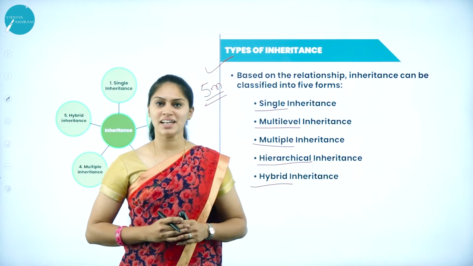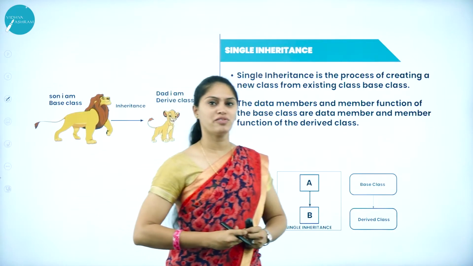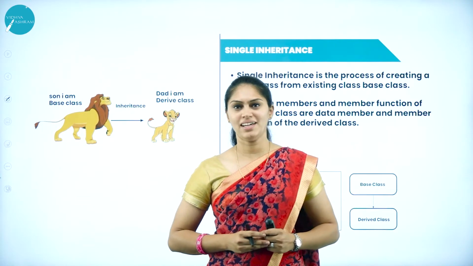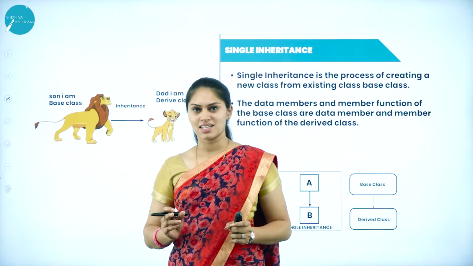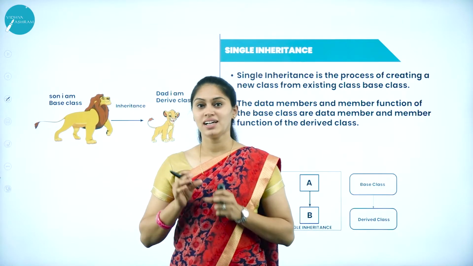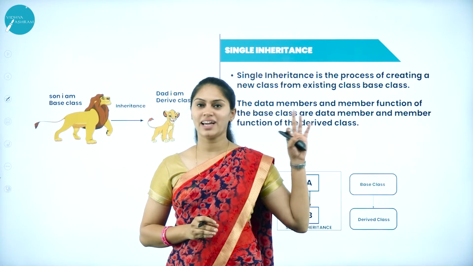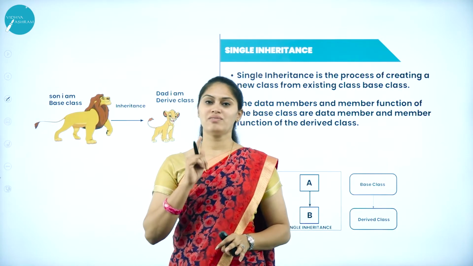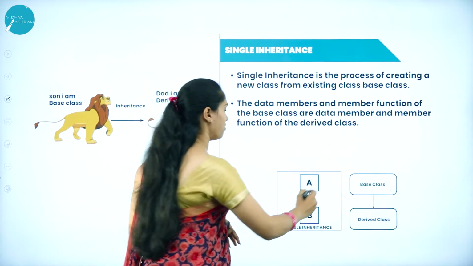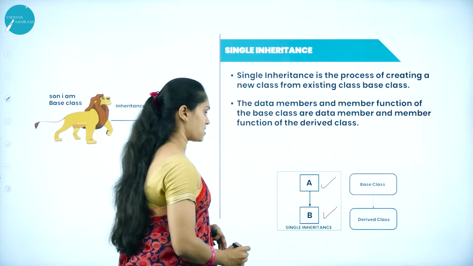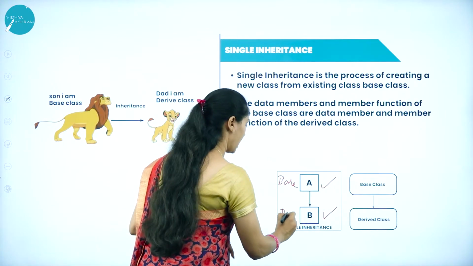Okay, so now we'll see the types of inheritance one by one. Single inheritance is the first type of inheritance. What is inheritance mainly? One class acquires the features from another class. Which class is acquiring the features? The derived class. Which class is giving its features? That is the base class. So in a single inheritance, we have only one base class and only one derived class. Here A will be the base class and B will be the derived class.